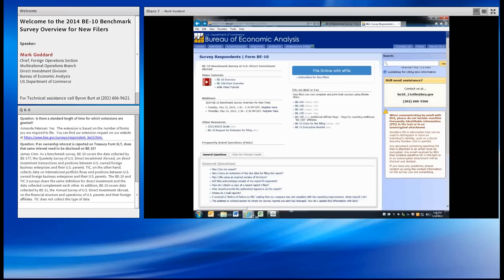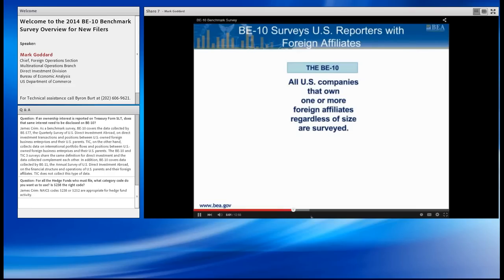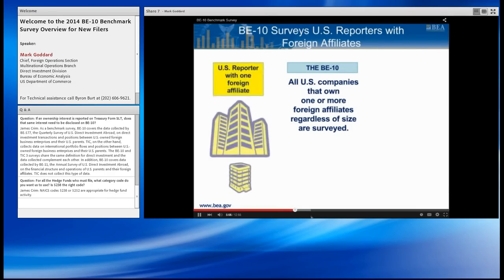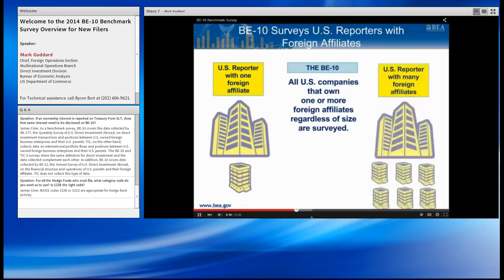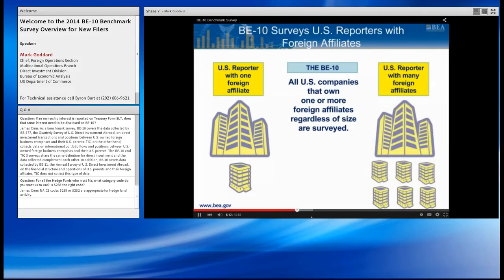The BE10 survey covers all U.S. companies that own one or more foreign affiliates, regardless of the size of their foreign affiliates. In some cases, the U.S. reporter may own just one foreign affiliate. In other cases, the U.S. reporter may own many foreign affiliates.